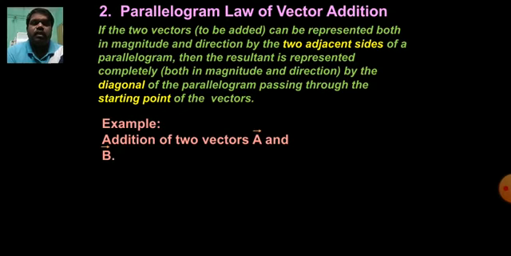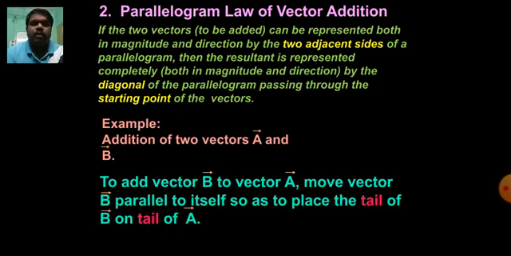For example, addition of two vectors, that is vector A and vector B. To add vector B to vector A, move vector B parallel to itself so as to place the tail of B on the tail of vector A. This is vector A, this one is vector B. So we have to put them tail to tail, joining here. In the case of the parallelogram law of vectors, the tail of the second vector is to be joined with the tail of the first vector instead of the head of the first vector.